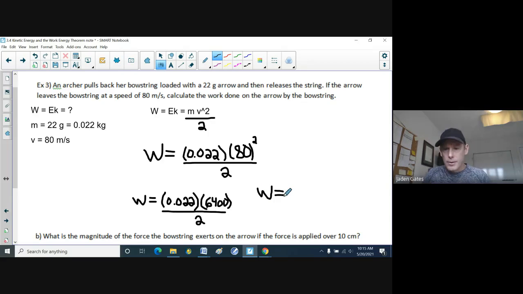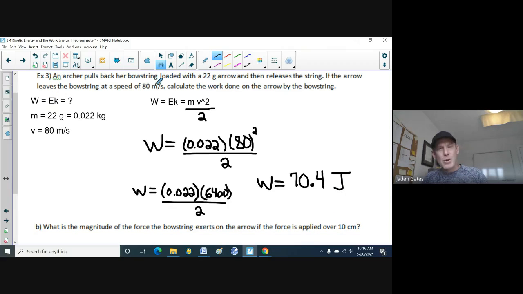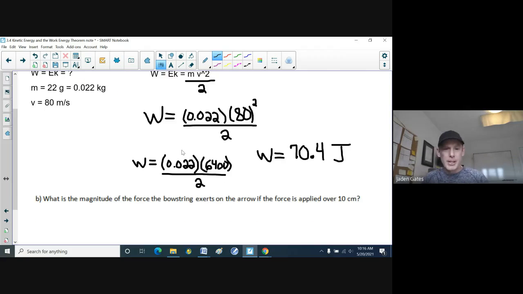All right, so the work, which is in joules, how much energy is put into this arrow, which is turned into kinetic energy. I take my 0.022, times it by 6,400, and then divide by 2, and going to 2 decimal places, I get 70.4. And again, we're talking about joules. So even though the speed was really fast, the object isn't that big. So again, the kinetic energy is not that much comparatively.